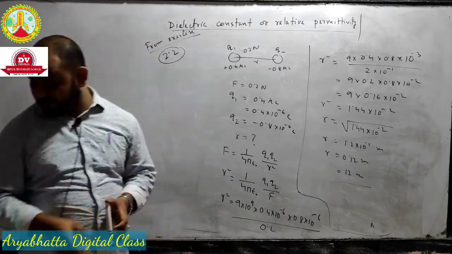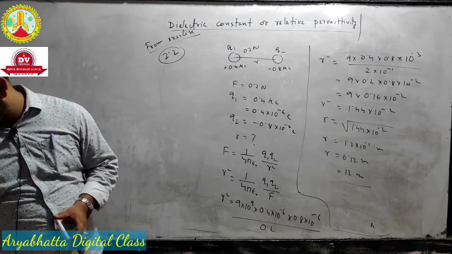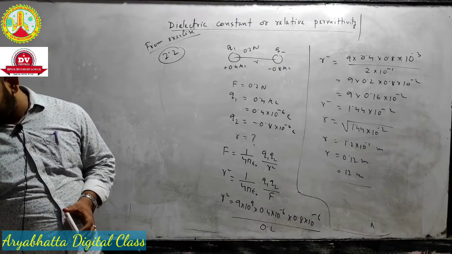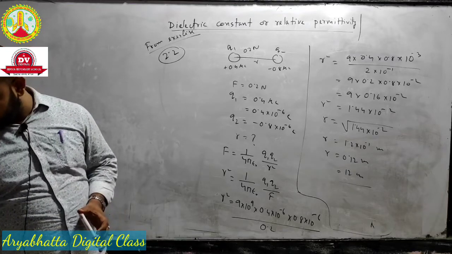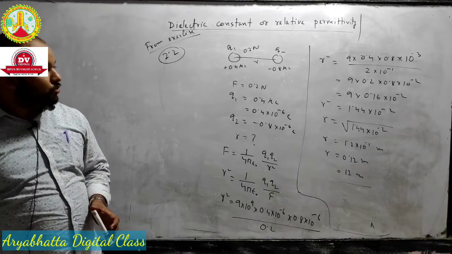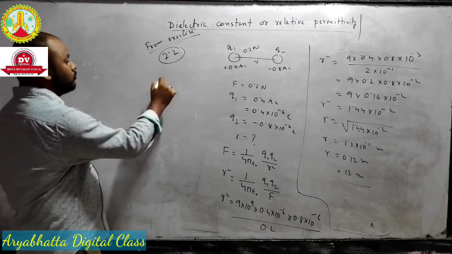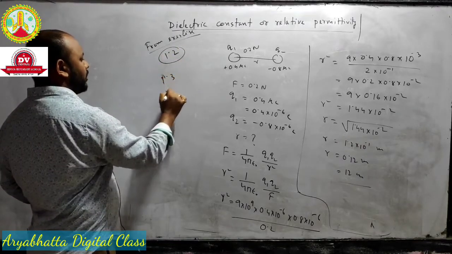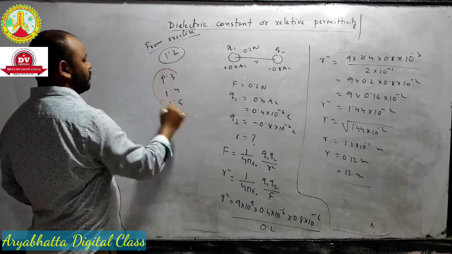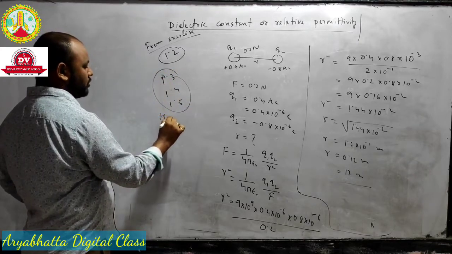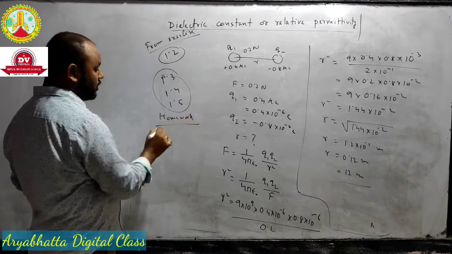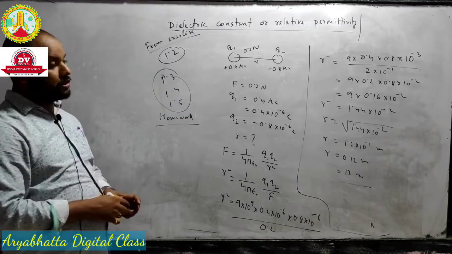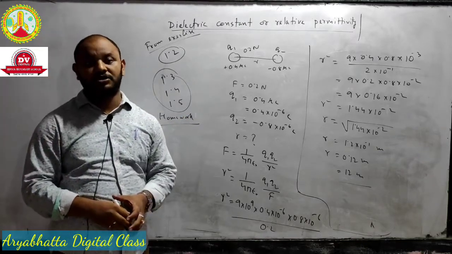So questions number 3, 4 and 5 will be your homework. Exercise questions 2, 3, 4 and 5, that is 1.2, 1.3, 1.4 and 1.5 will be your homework. In the next class we will discuss the Coulomb force between multiple charges.